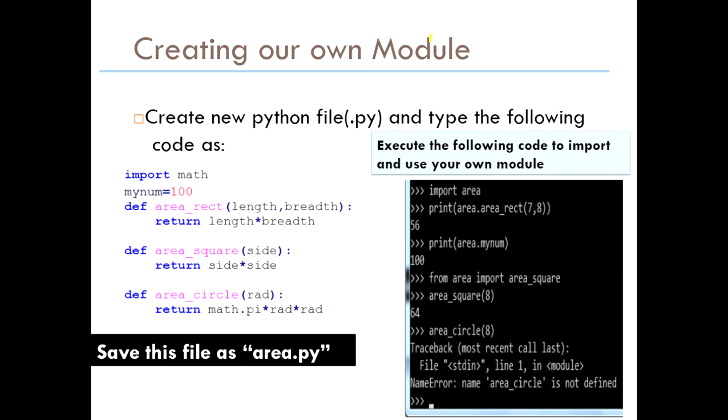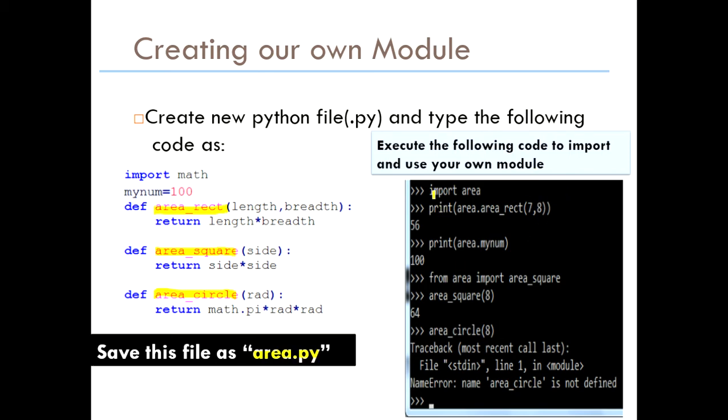We can create our module. For this purpose, we first have to create a Python file with the .py extension and type the following code: import math, my_num = 100. And now we are defining three functions here: area of rectangle, area of square, and area of circle. Now we save this file with the name area.py.